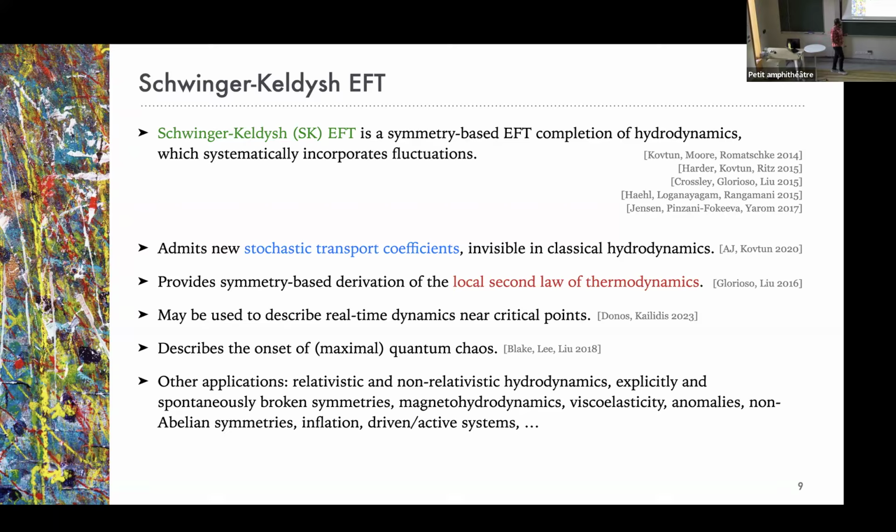We heard yesterday that it can be used for studying real-time dynamics near critical points. Very interesting. It can be used to study quantum chaos, or at least maximal quantum chaos. We heard from Natalia yesterday. And there are a lot of other applications, and I did not have time to cite them all, but you can find them.